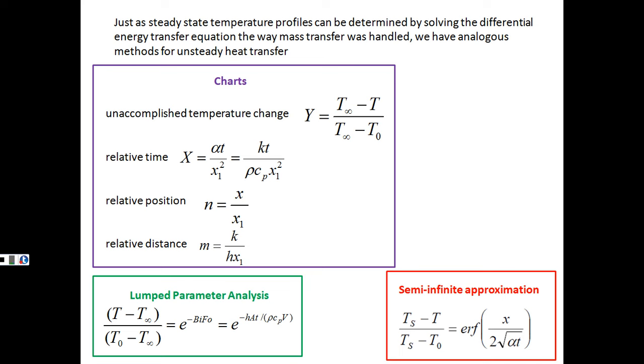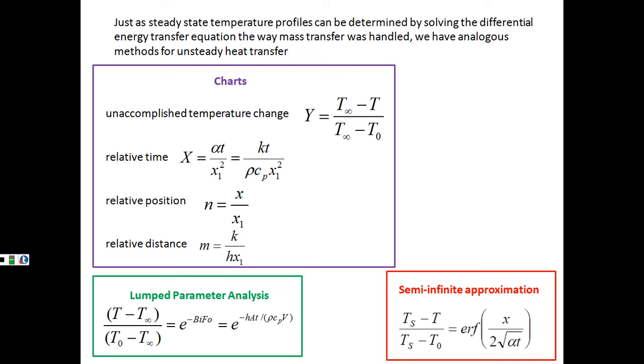So now, substituting in, instead of concentration, we have temperature. Now we've got our thermal convection term here, and we've got our rho Cp term here. So that's being introduced here.